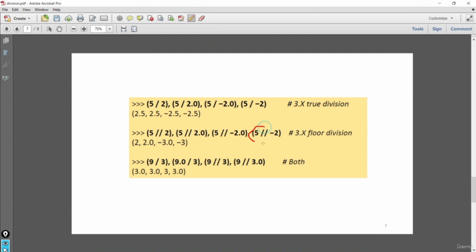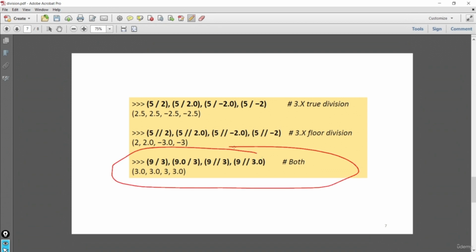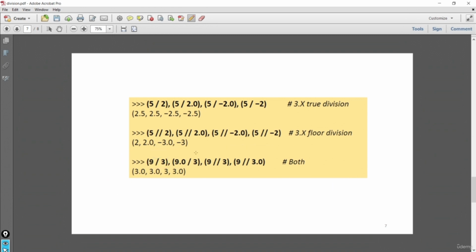For this one, the result is minus 3, the result is integer. Okay, now we have mixed type of divisions. This is classical division, result is 3.0. This is also classical division, result is 3.0. This is float division, the result is integer, that is 3. This is float division, the result is 3.0, since this one is floating point number, fractional number in other words.